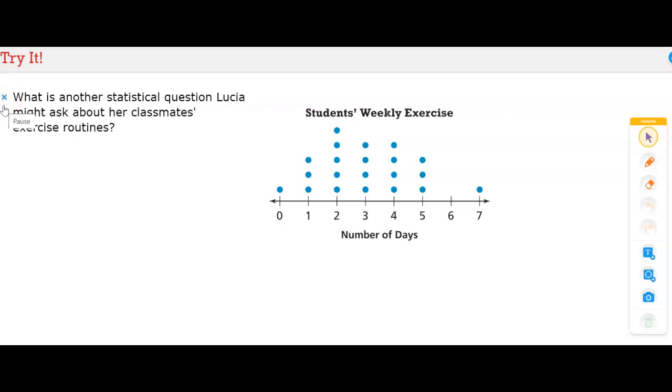What is another statistical question Lucia might ask about her classmates' exercise routines? Another question could be, how many minutes do you work out a week? And that would still apply to this graph, because I can say I work out 1 minute, 2 minutes, 5 minutes, and so forth. Another question could be, how many hours do you work out a week? 1 hour, 2 hours, 3 hours. So those questions can also apply to this line plot.